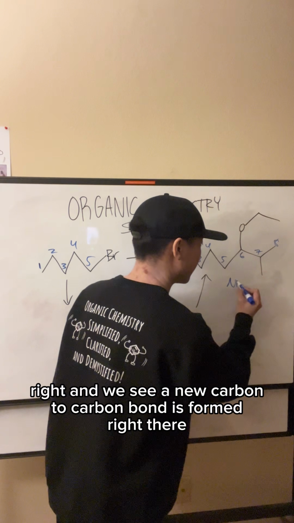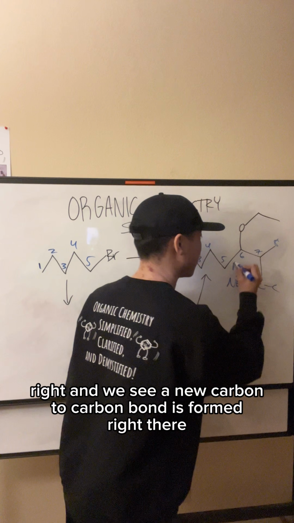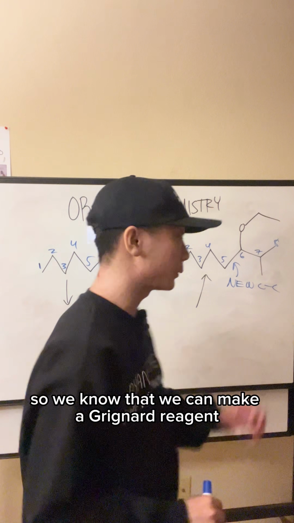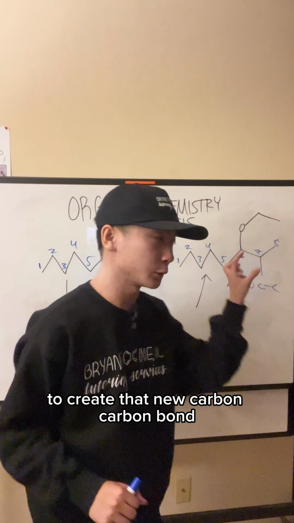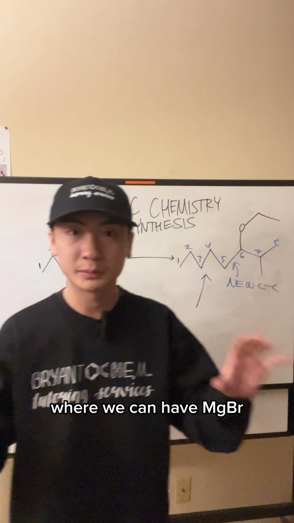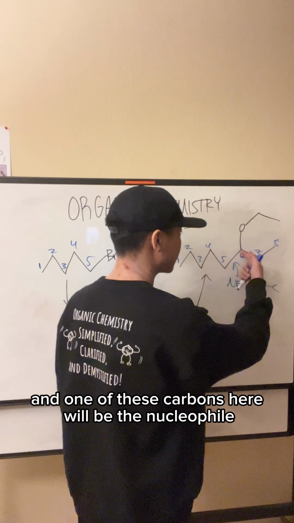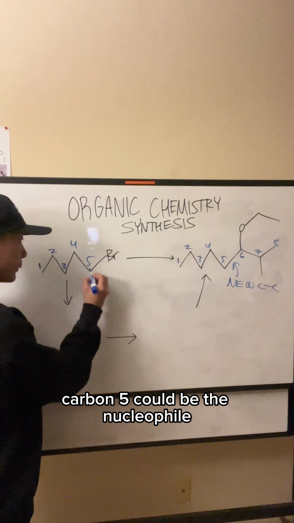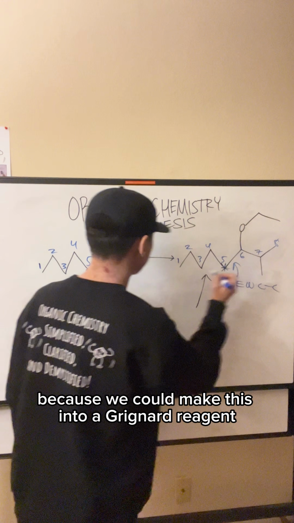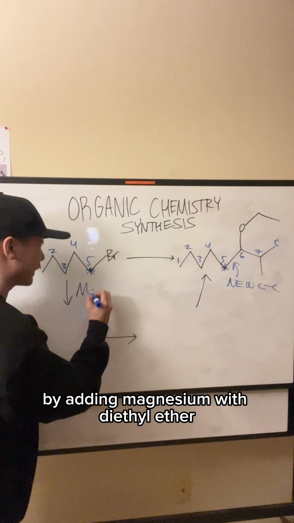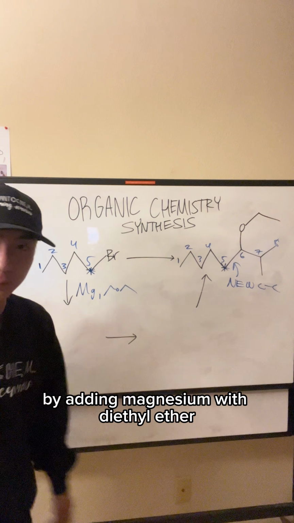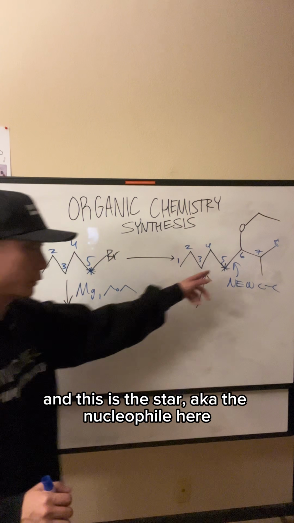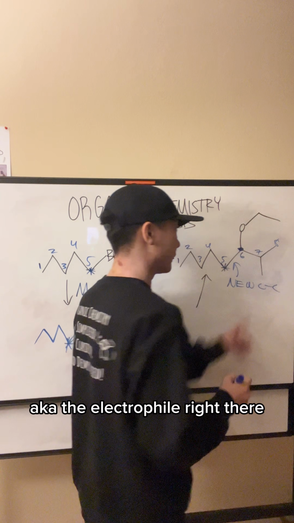And we see a new carbon-to-carbon bond is formed right there, which is a big key indicator of a Grignard reaction. So we know that we can use a Grignard reaction to create that new carbon-carbon bond, where we can have MgBr, and one of these carbons will be the nucleophile, and one of the carbons here will be an electrophile, right? Looking at the reactant molecule here, carbon 5 could be the nucleophile because we could make this into a Grignard reagent by adding magnesium with diethyl ether to give us this Grignard reagent here. And this is the star, aka the nucleophile here. This is going to be the dot, aka the electrophile right there.